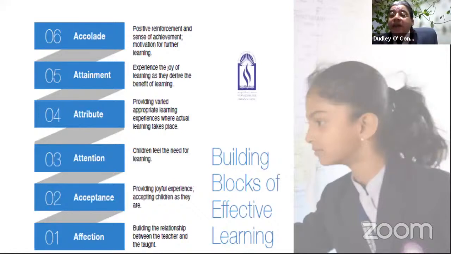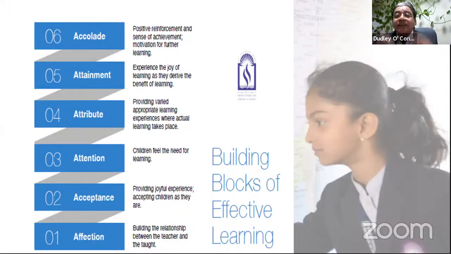Now, this is where we can take advantage. Teachers can take advantage here. This is it. Once that happens, the attention is gained, the acceptance is there, and the affection takes place. We have the attribute which provides appropriate learning experience where actual learning takes place, because the child feels good, the child feels strong, the child feels secure. Security is very important to him. The child feels loved. So now the teacher takes great advantage of this and creates that platform for learning.